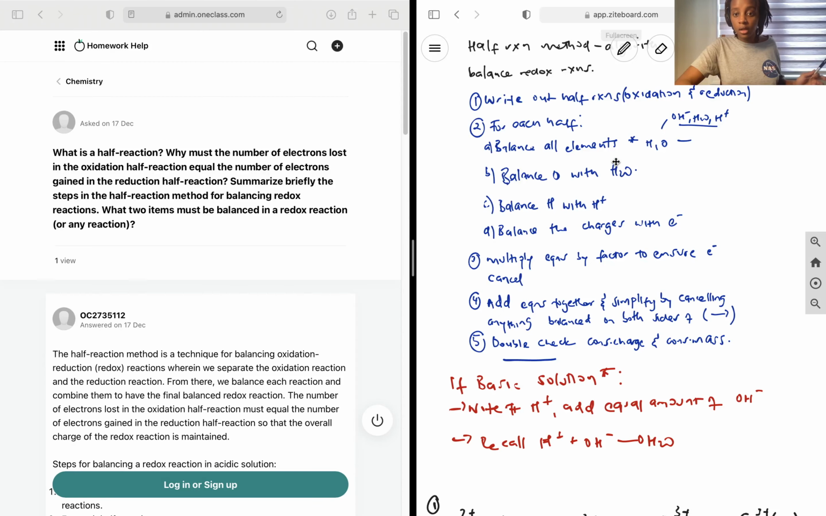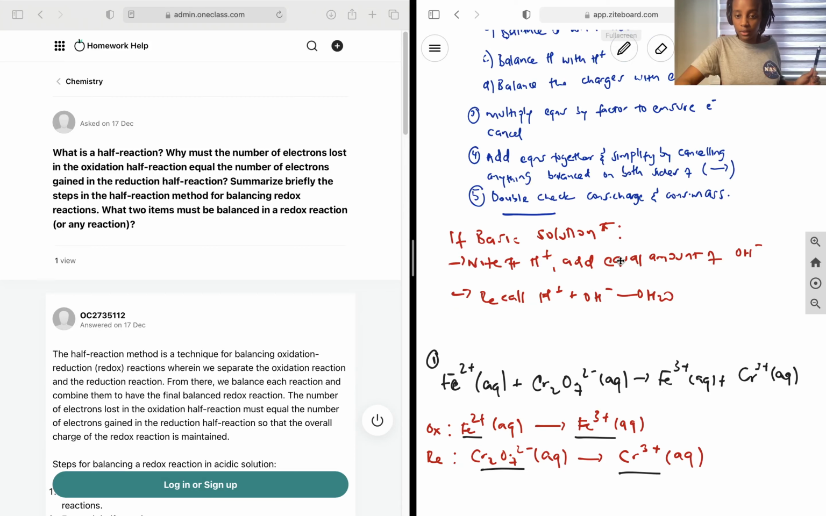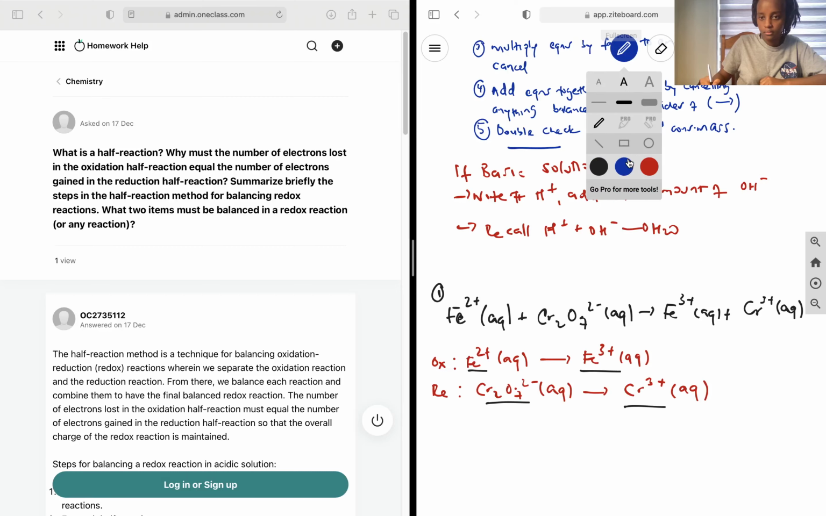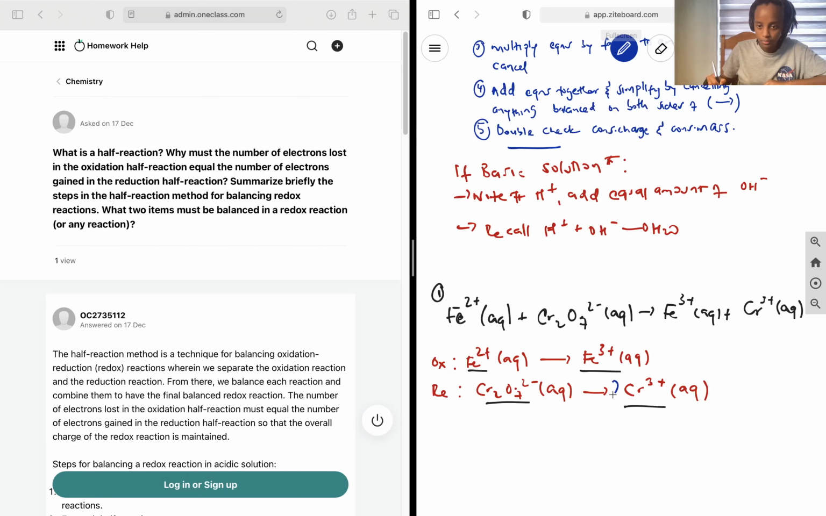So next, we want to balance all elements except hydrogen and oxygen. So let's see if we have any elements down here to balance. Iron, chromium, we need 2 of them. So let's do that right now. Let's just put a 2. And do we have any elements after that? No, we're only left with oxygen, and we know that we can't balance that yet.